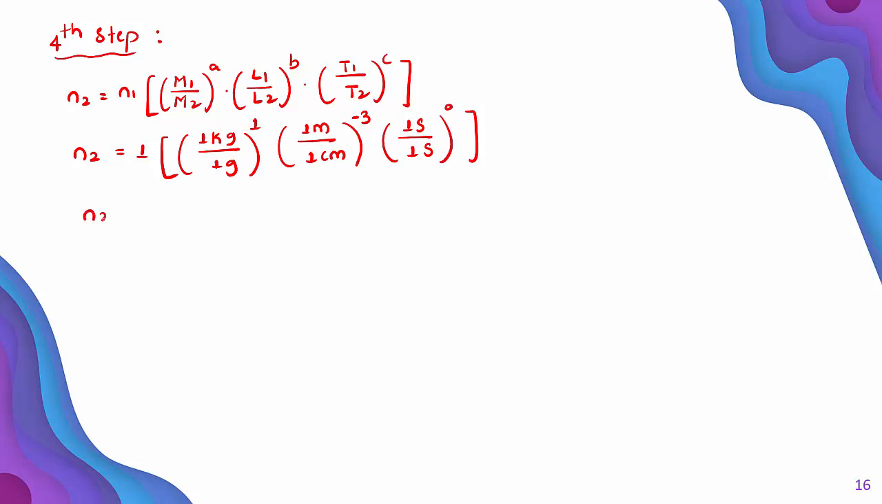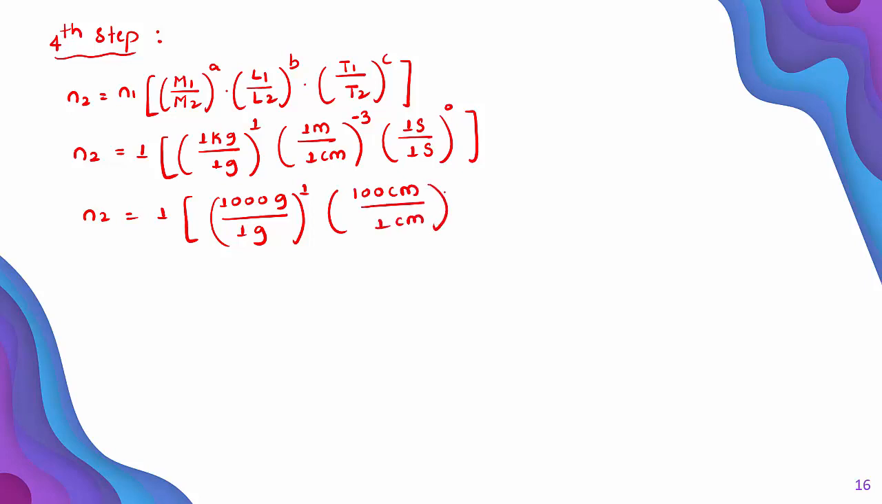Now this equation can be written as 1 kg divided by 1 gram. So here I can write 1 kg is equal to 1000 gram divided by 1000 gram raised to 1, into 1 meter can be written as 100 centimeter divided by 1 centimeter raised to minus 3, into 1 second divided by 1 second, which means 1 raised to 0.